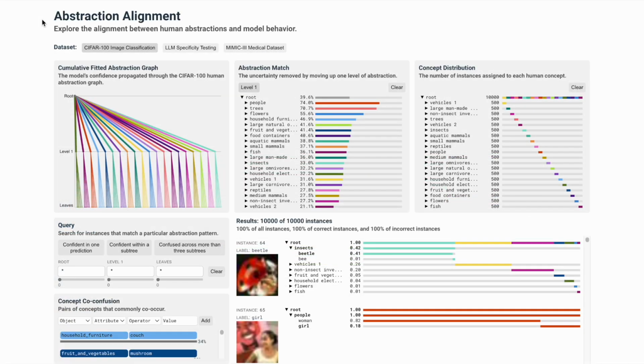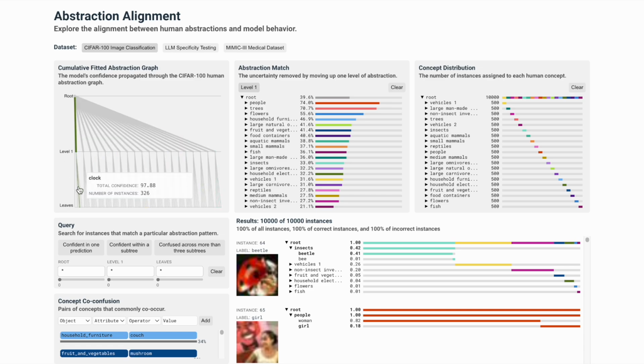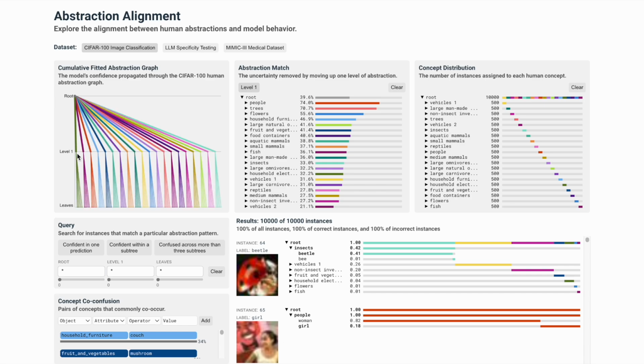Let's use abstraction alignment to interpret a CIFAR-100 image classification model. Here, we use the CIFAR-100 class and superclass structure as the human abstraction graph that maps concepts like lamp, television, and clock into higher-level concepts like household electrical devices. Looking at each instance, we see the model's confidence breakdown across human concepts.